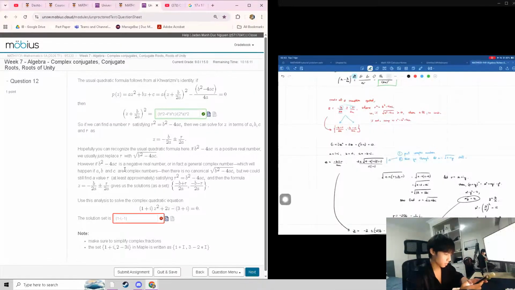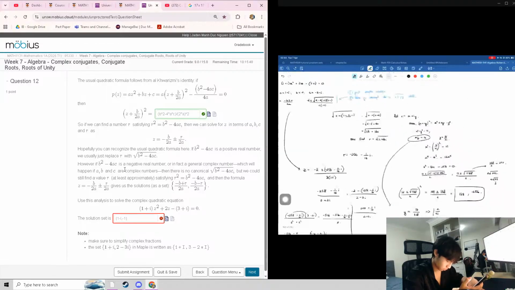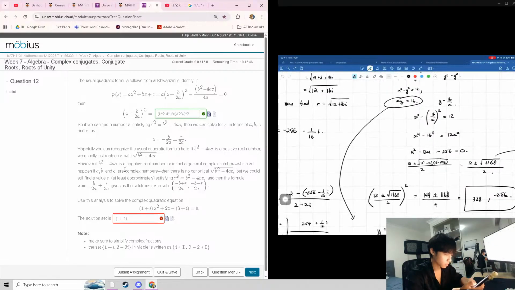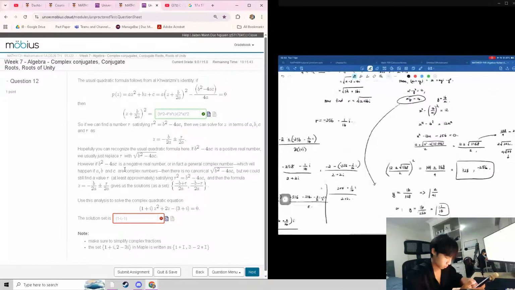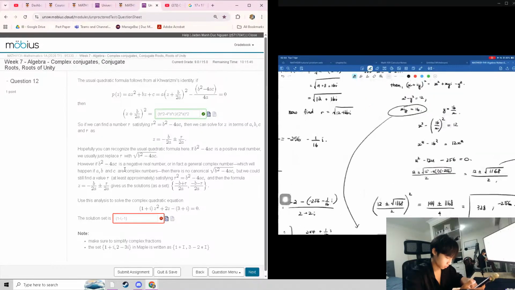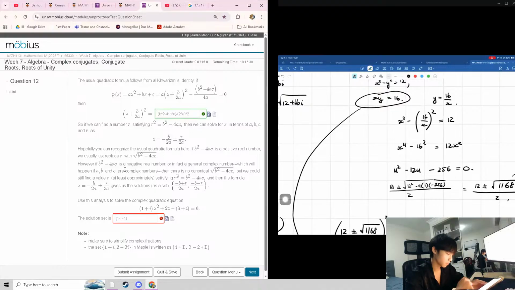Wait, find the root r of 12 plus 16i. Okay, I guess there was a mess up here. I was moving really fast.